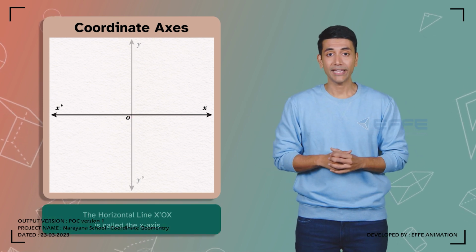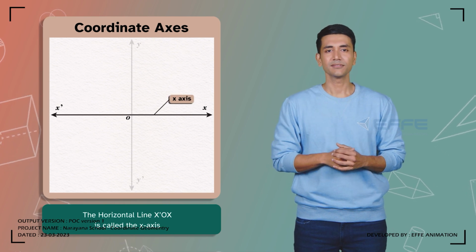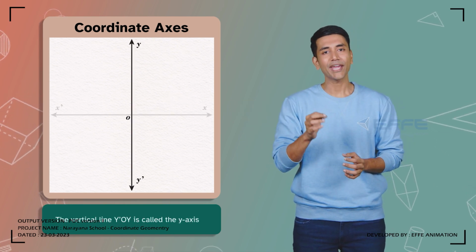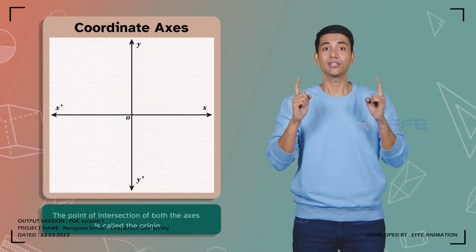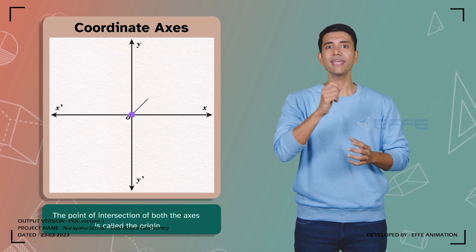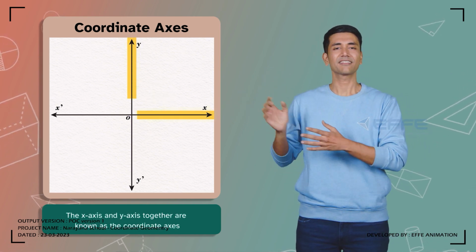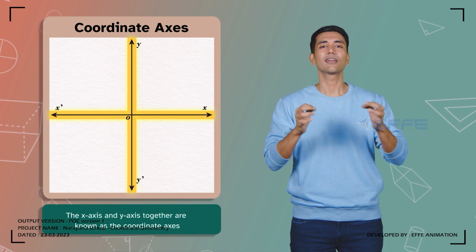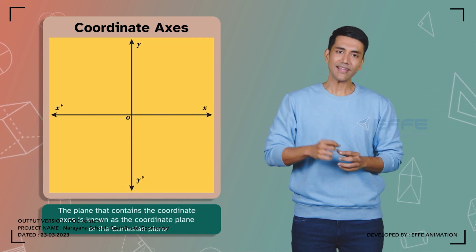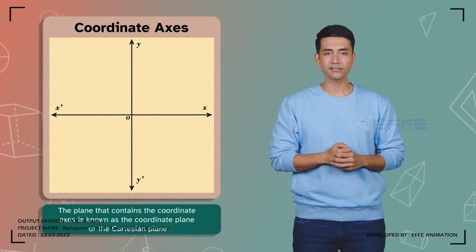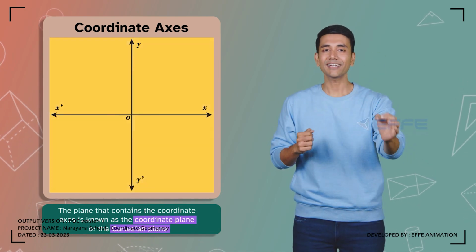The horizontal line XOX' is called the x-axis. The vertical line YOY' is called the y-axis. And the point of intersection of both the axes is called the origin. This x and y axis together are known as the coordinate axes. The plane that contains the coordinate axes is known as the coordinate plane or Cartesian plane.